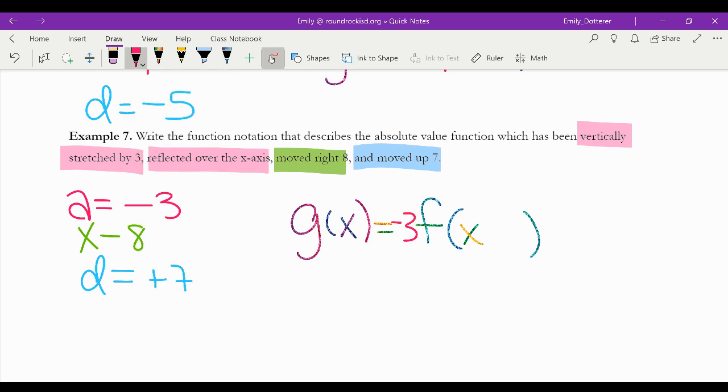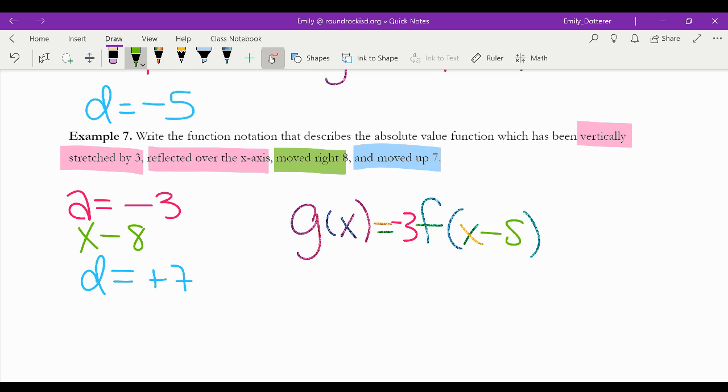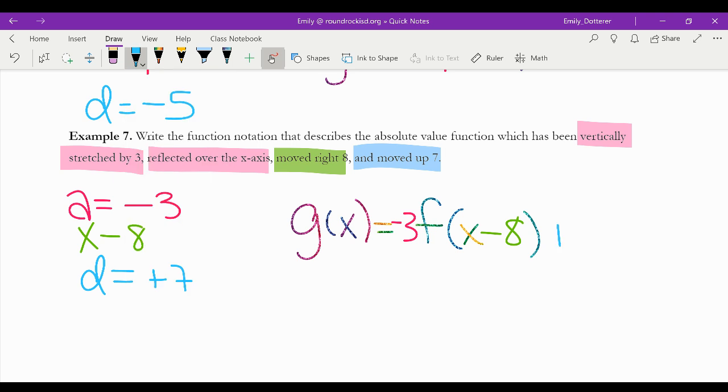So reflection over the x-axis, vertical stretch by 3, right 8, and up 7. Okay, so that's all of them. There's extra practice in the folder if you need it, but that's all the examples we have.